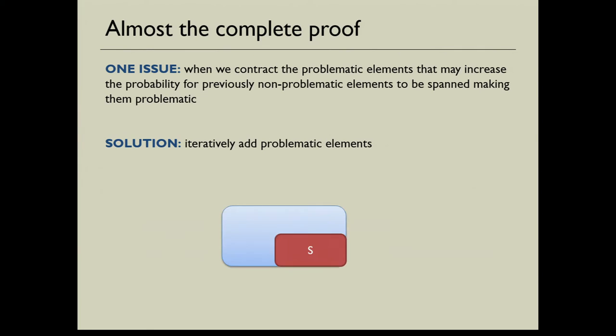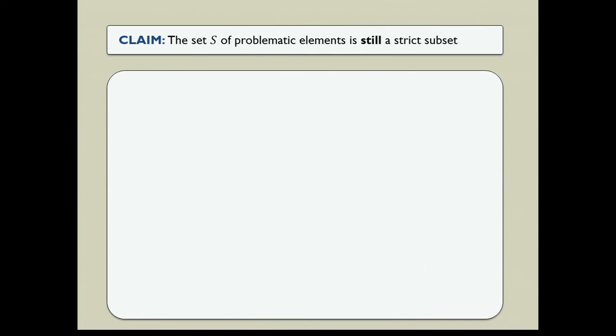So what's the solution? Well, you contract. And if you need to fix some guy, just add him to your set S iteratively. Now we have to prove something stronger. Not only that the set S that you started with is a strict subset, you need to prove that the set S you obtain by iteratively adding the new dangerous element is also a strict subset. Then you do whatever you did before. Claim: the set S of problematic elements is still a strict subset.